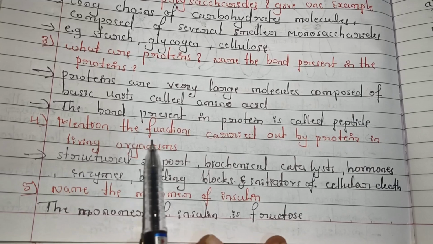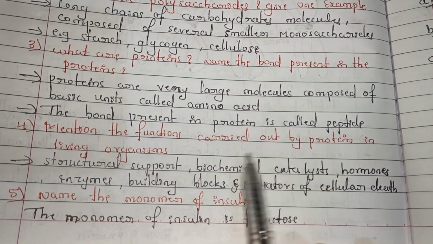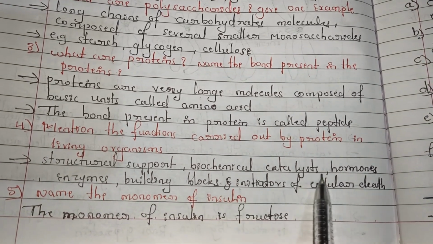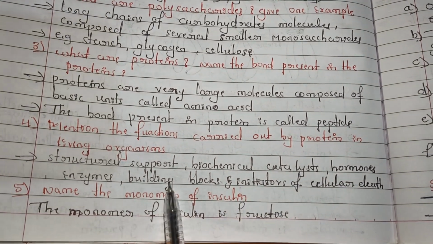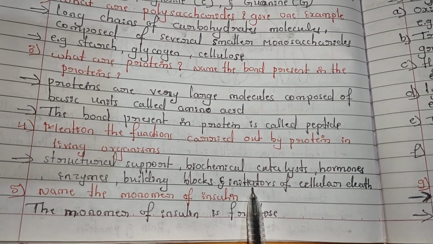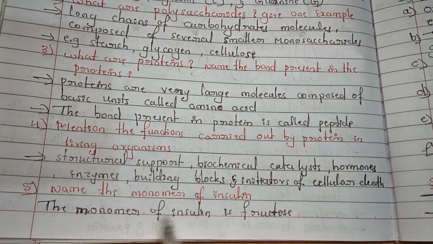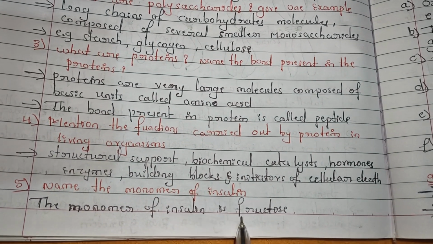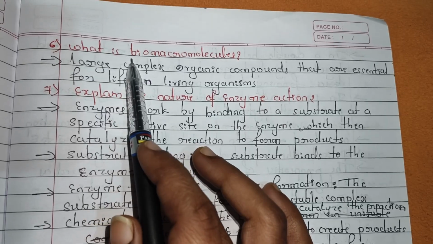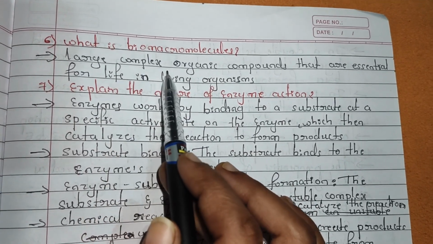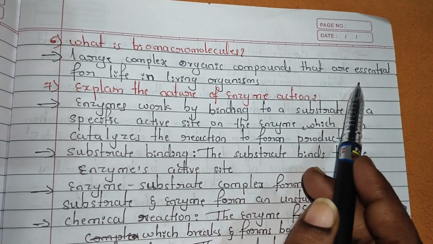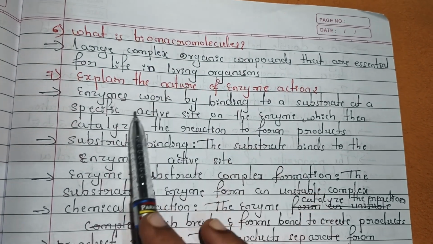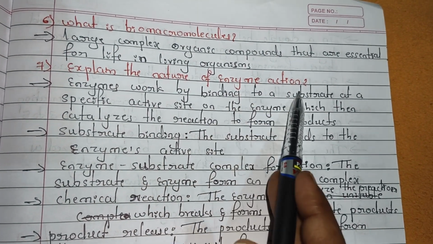Next question, mention the functions carried out by proteins in living organisms. That is structural support, biochemical catalyst, hormone, enzyme, building blocks, initiators of cellular death. And the next question is, name the monomer of insulin. The monomer of insulin is fructose. What are biomacromolecules? Large complex organic compounds that are essential for life in living organisms are called biomacromolecules. Next question, explain the nature of enzyme action.